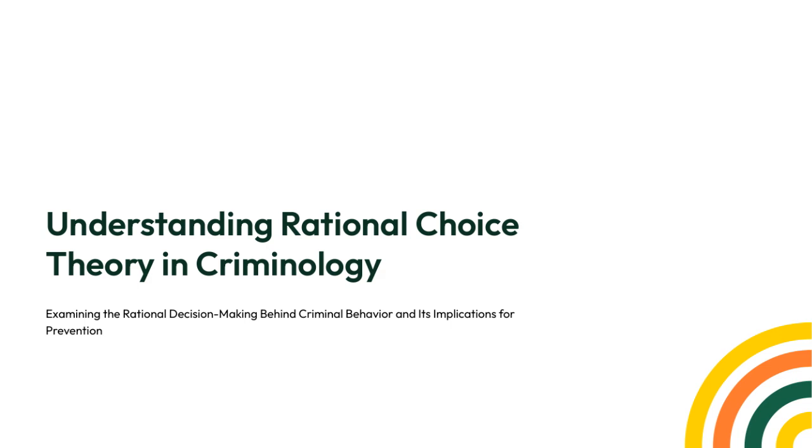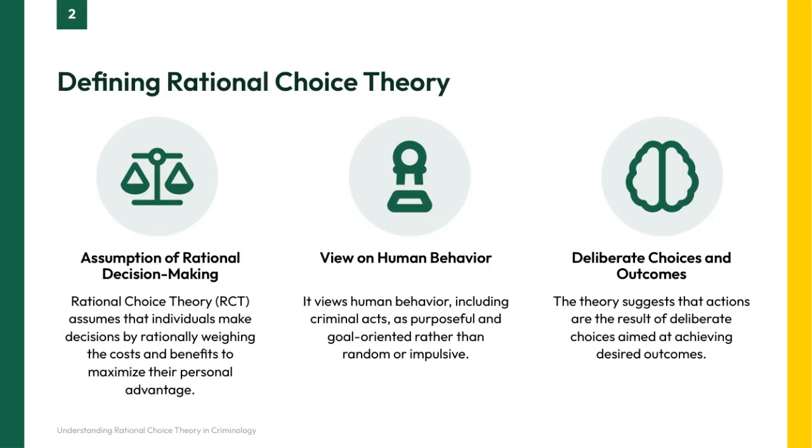Let's get started. Rational choice theory is based on the idea that people make decisions by carefully considering the costs and benefits of their actions to maximize their own advantage. It assumes that individuals act rationally rather than randomly. This theory views behavior, including criminal behavior, as intentional and goal-oriented, not just impulsive or accidental. Essentially, the actions people take are deliberate choices made with specific outcomes in mind. Understanding this helps us see behavior as purposeful and strategic.